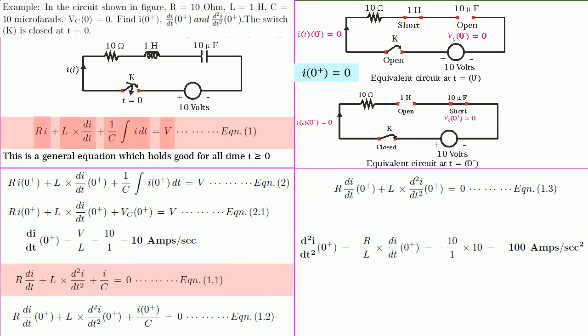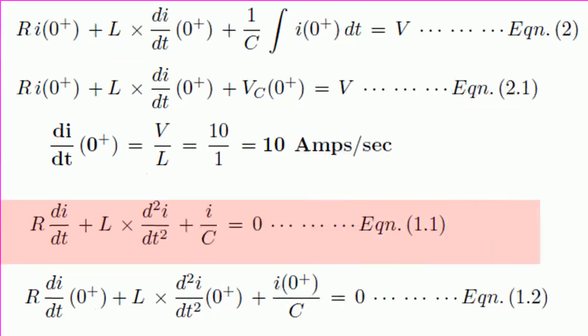We get R into di by dt plus L into d squared i by dt square plus i by C is equal to 0. Let it be equation 1.1. This equation again is a general equation which holds good for all time t. So, it holds good for t is equal to 0 plus also.